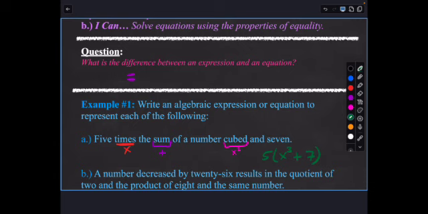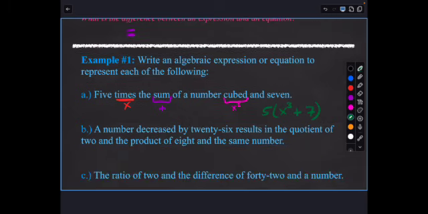And that is the answer to the first one. We have 5 times the addition, the sum, of a number cubed and 7. That's the answer to part A. That is an expression, not an equation. It's not really asking you to solve for anything. It's just expressing itself.